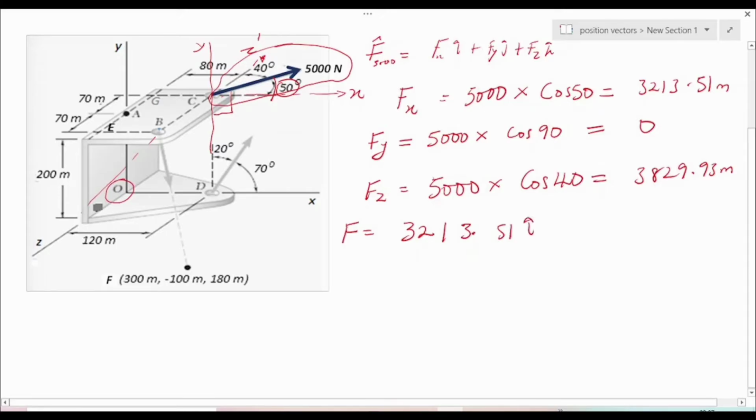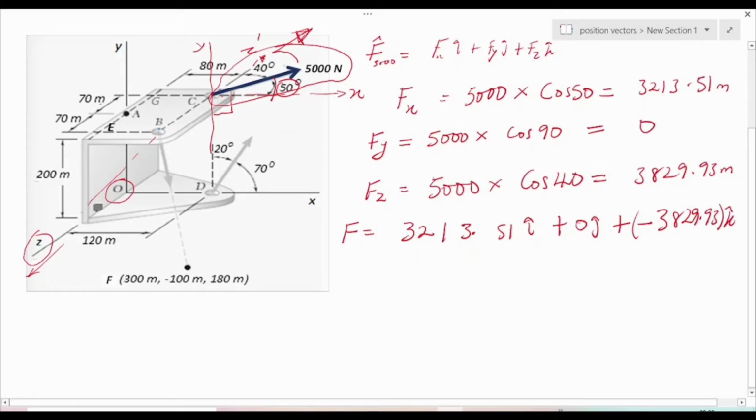3213.51 i. Then for the y-axis, we had 0 j. And finally, for the z-axis, there's something else that is very important as well, the sense of the force. If we resolve this 5,000 Newton force to the z-axis, it is going to be pointing in this direction as shown, and this direction is opposite the direction of the z-axis. So for the value of the z component, we're going to get a negative of it, which is minus 3829.93 k.